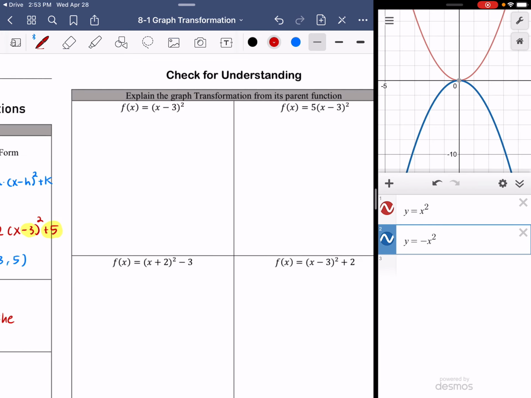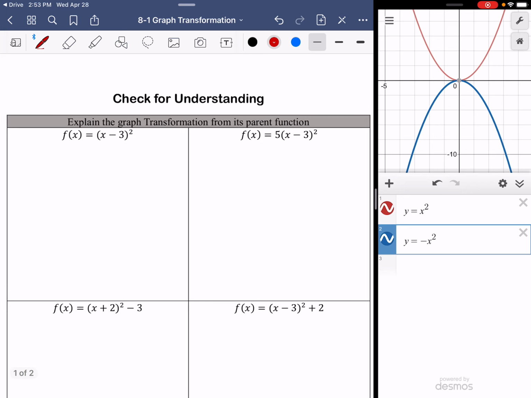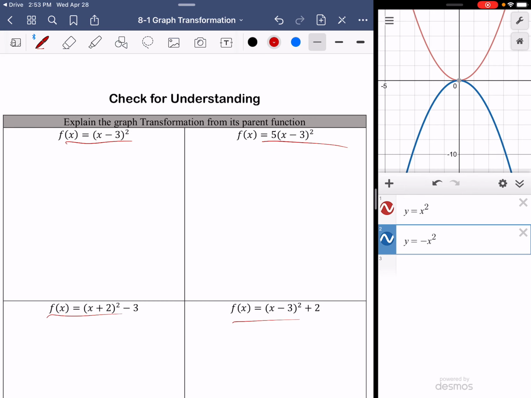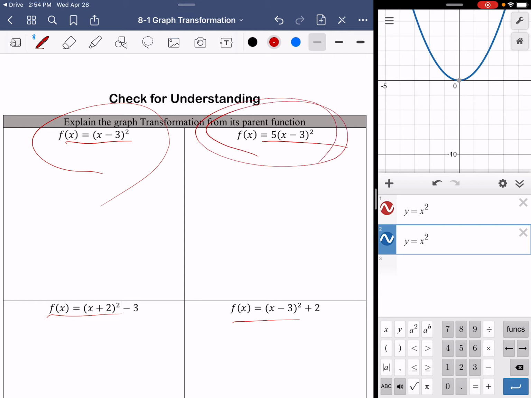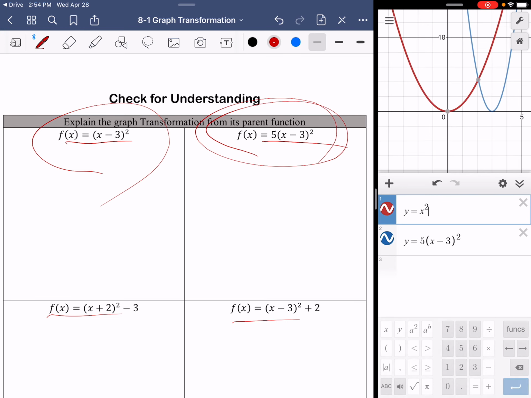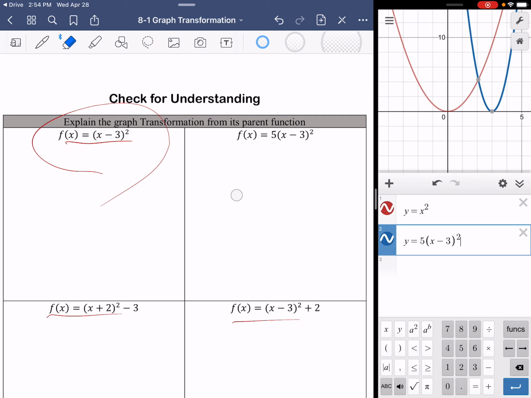From now on, what we are going to do is graph each one of these and see how it moved from this red one, the parent function. The first one, I think you can do by yourself. Let's do the second one. So we have 5 here, and we have x minus 3 squared, right? Now, it has a 5 from the x squared.